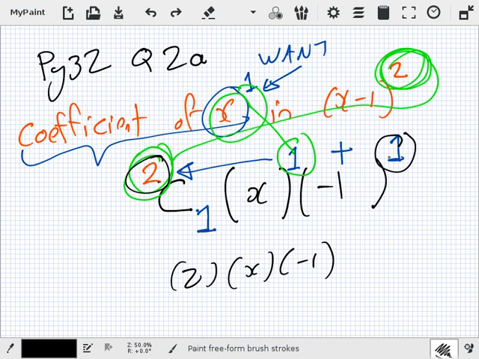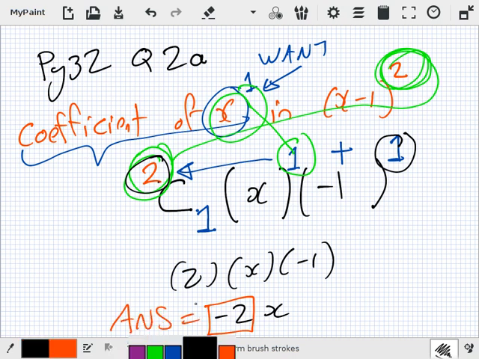Binomial theorem is the rule I'm using here. So this becomes minus 2x. So the answer is minus 2, because the word coefficient means the number in front of the x. So this is the answer, minus 2. So Siva, you haven't seen this stuff yet. You did Pascal's triangle last time, yeah.